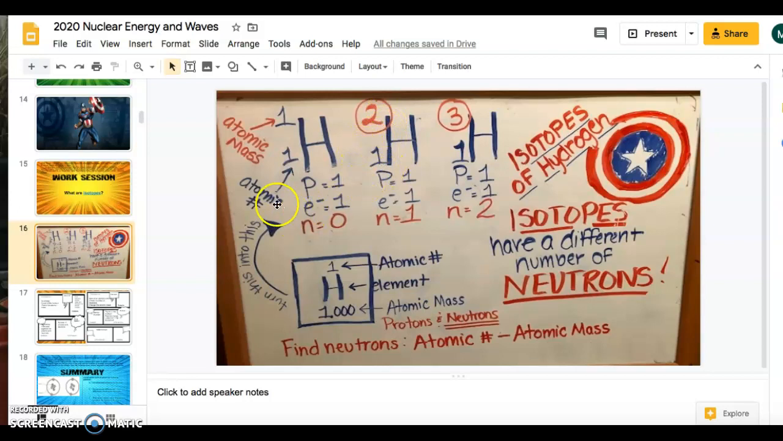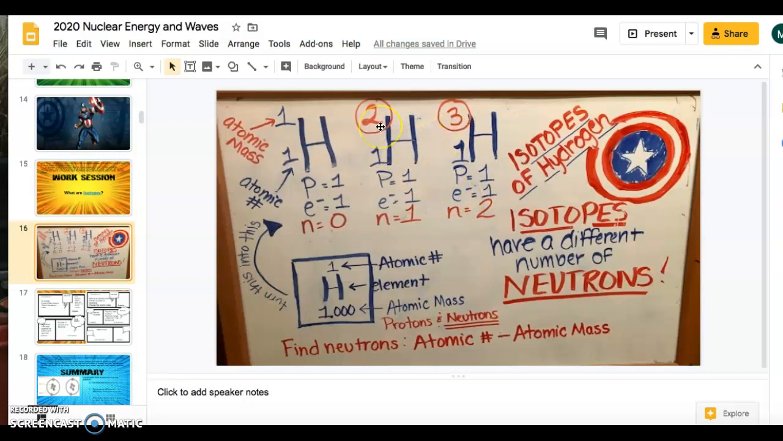This is still our atomic number. You notice that the protons and the electrons stay the same. The same thing applies to this isotope of hydrogen. The protons and the electrons stay the same. The difference is this number up top, your atomic mass.